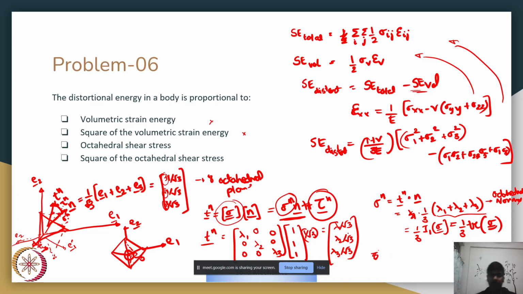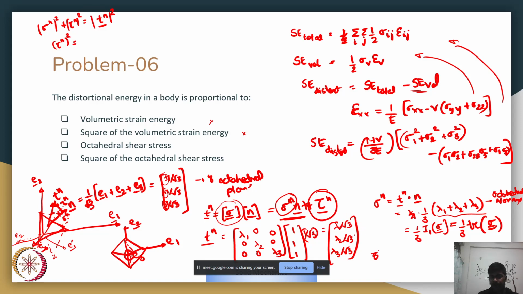The magnitude of the normal stress squared plus the magnitude of the shear stress squared should be equal to the magnitude of the traction squared, from Pythagoras theorem. This square plus this square equals this square. And we know Tn, we know sigma n. You can see where we are going here. So tau n square is nothing but the norm of Tn square.